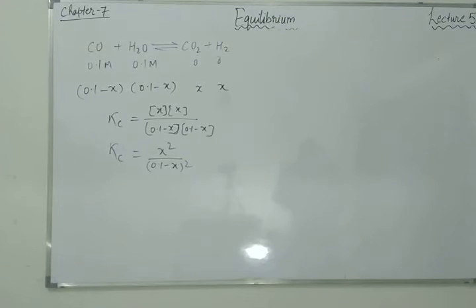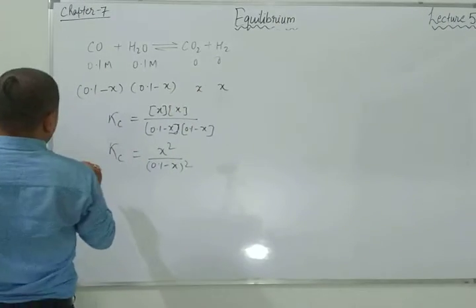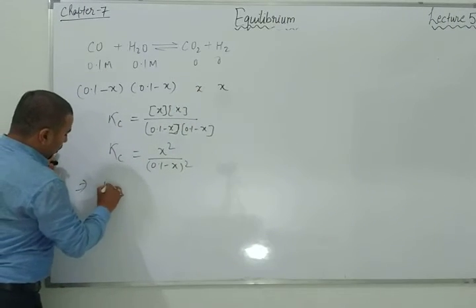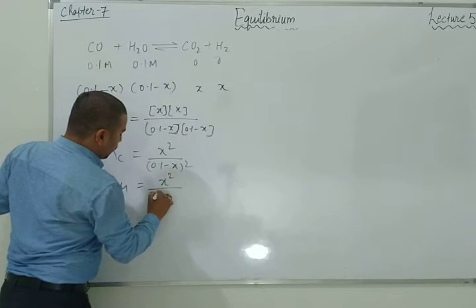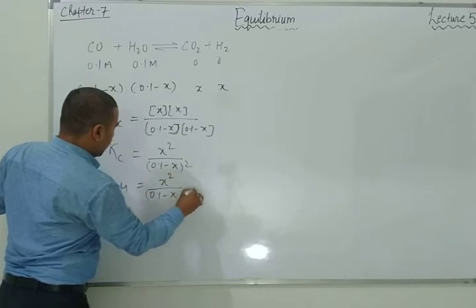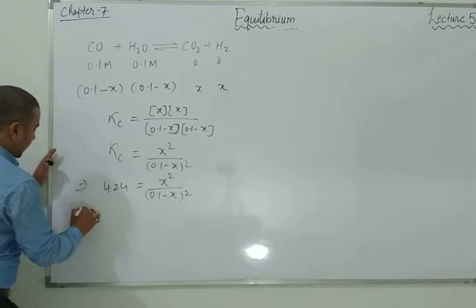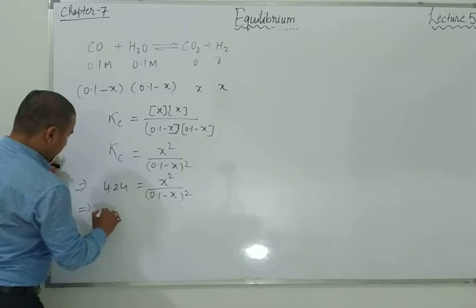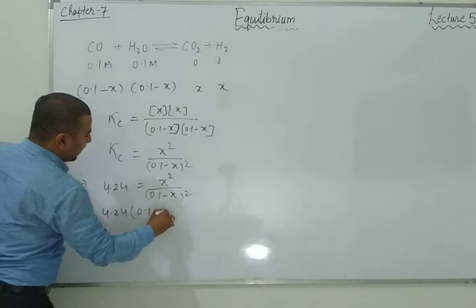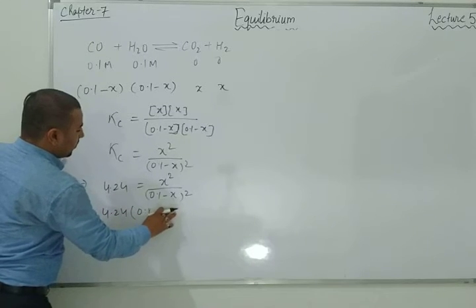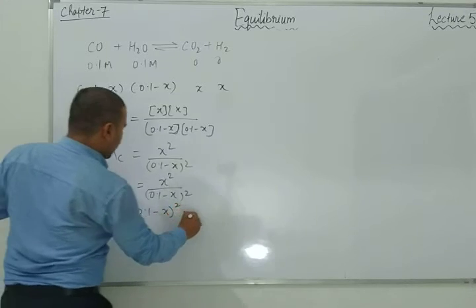This value is 4.24. The value of Kc is given in the question, that is 4.24. 4.24 is equal to X square upon 0.1 minus X whole square. So you can just take here that 4.24 into 0.1 minus X whole square is equal to X square.